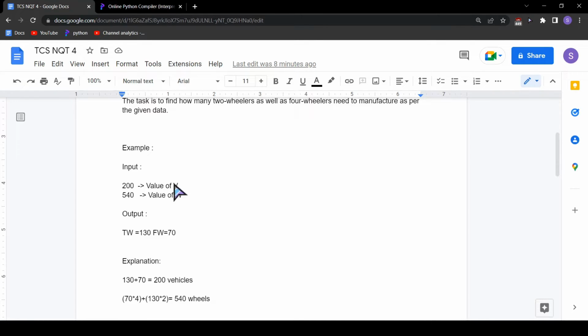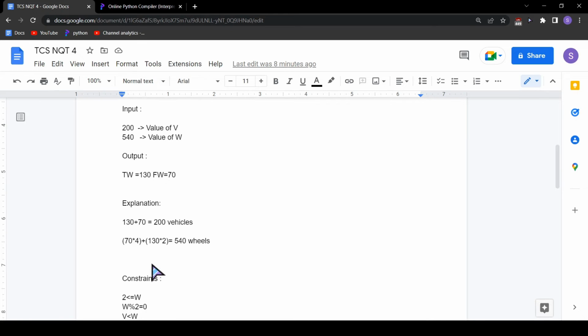So this is the sample input. There are 200 vehicles and 540 wheels. What we need to print on output is how many of these 200 are two-wheelers and how many of them are four-wheelers. So for this particular input, the output is 130 two-wheelers and 70 four-wheelers.